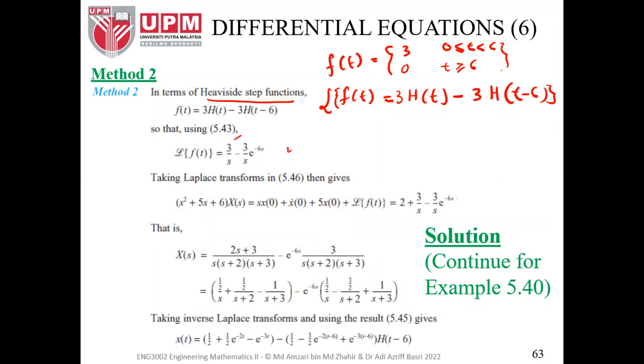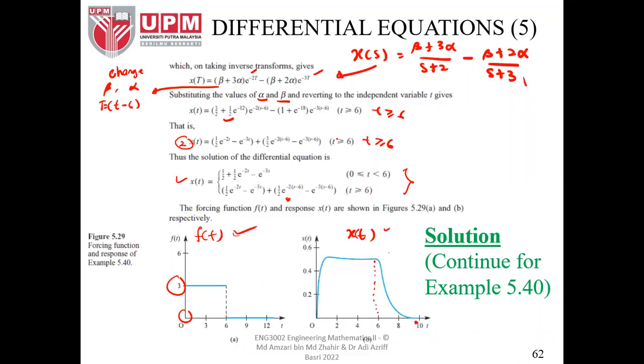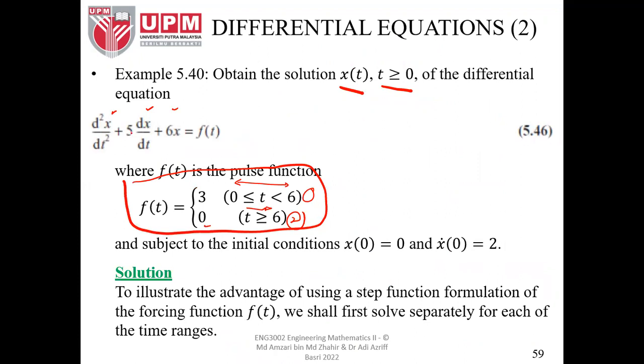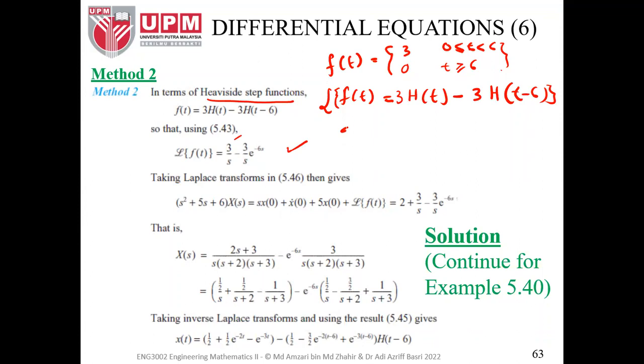Okay, so when you get this one, this is the simplification of the Laplace. You need to base on the equation again, the function, which is this one. The function will be d square x over dt square plus 5 dx over dt plus 6x equal to the function. In this case, our function will be Laplace of ft, which is 3 over s minus 3 over s exponent negative 6s. So here you need to do the Laplace transform of this one, similar to previous. So we get something like this.